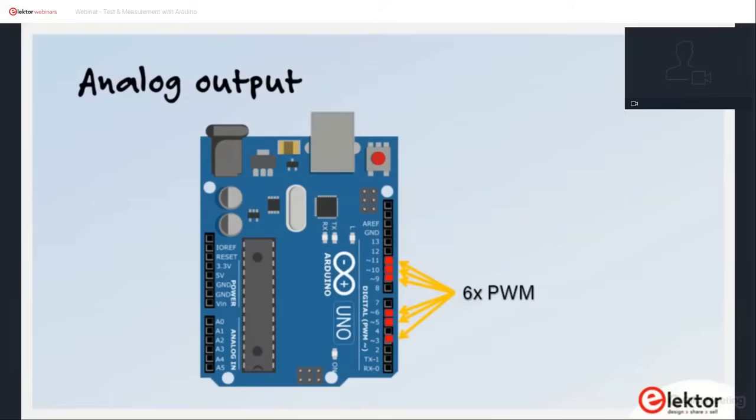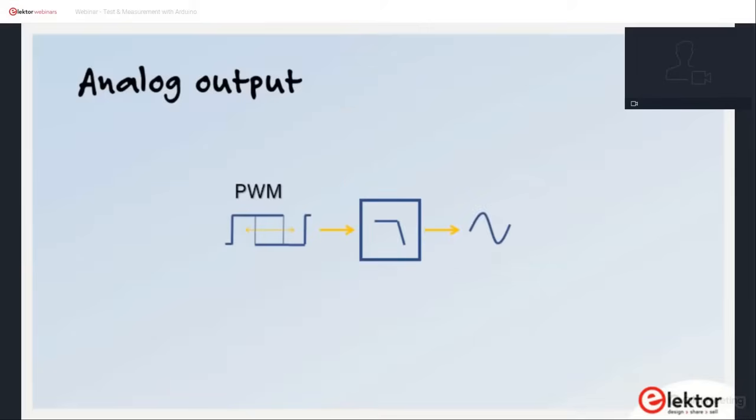The Arduino UNO cannot produce real analog signals, even though the Arduino function analogWrite lets you believe otherwise. Instead, this function controls the duty cycle of a fixed frequency PWM signal on one of 6 predefined outputs: 3, 5, 6, 9, 10 and 11. The idea is to turn the PWM signal into an analog voltage by adding a low-pass filter to it. In most cases, a simple RC filter is enough.